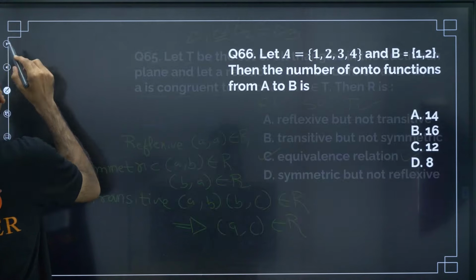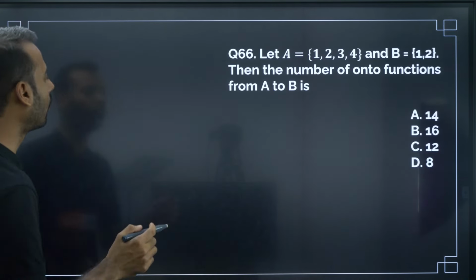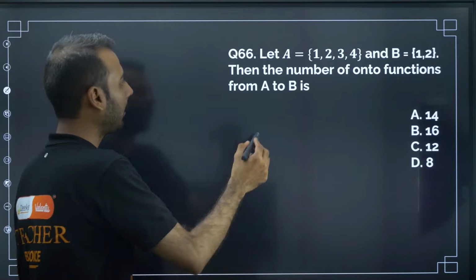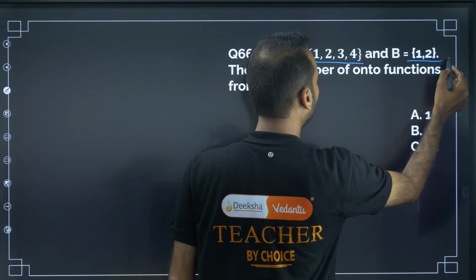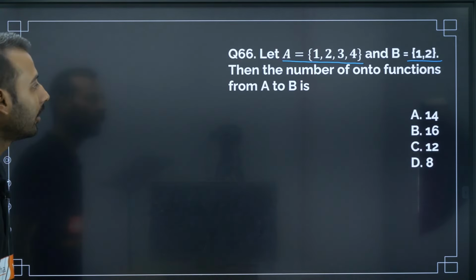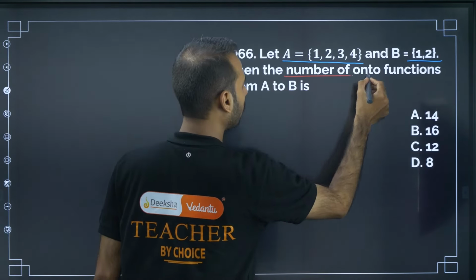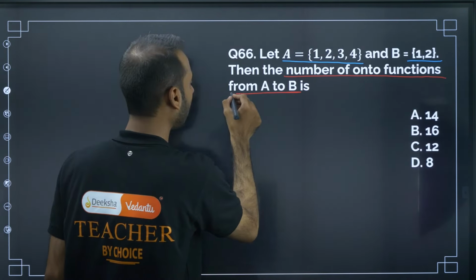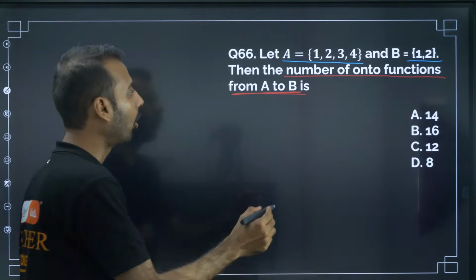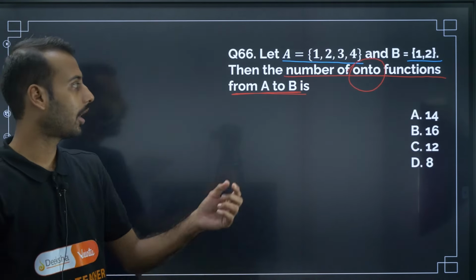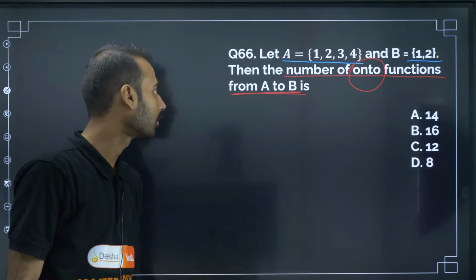Moving on to next. Let A = {1, 2, 3, 4}, B = {1, 2}. They have given some data. Then, what are they asking? The number of onto functions from A to B. They are asking the number of onto functions.